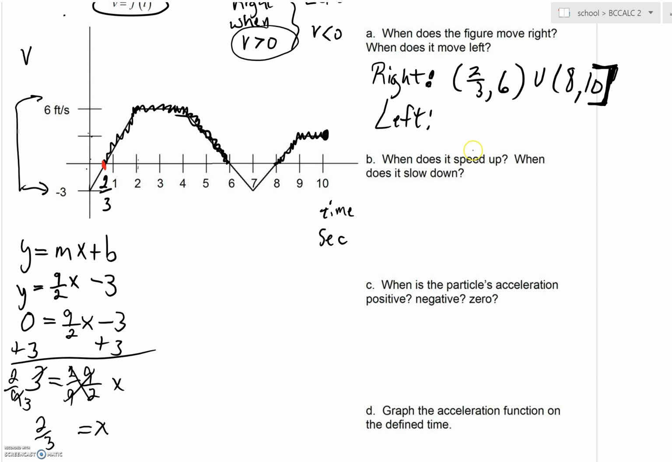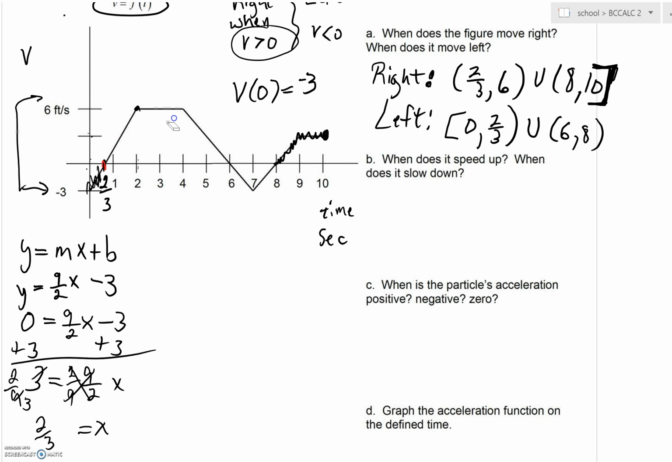Likewise, we can say, when are you going to be traveling to the left? Well, that's when you're below the x-axis. So we can say 0 to 2/3. Again, very similarly, I'm going to put a bracket around the 0, because v of 0 equals -3. A negative velocity means that we are traveling to the left. So at 0, you truly are traveling to the left. Anywhere else, well, you can see between 6 and 8, our curve is below the x-axis. So that's all well and good. Hope that is making some sense right now.